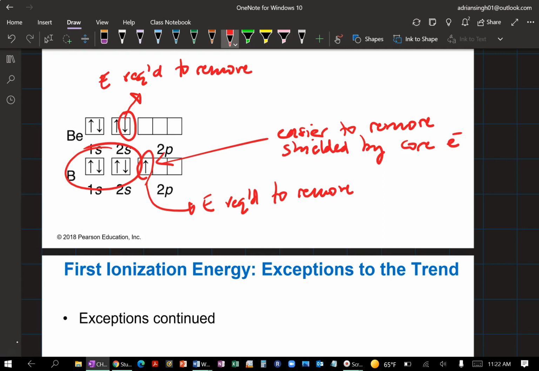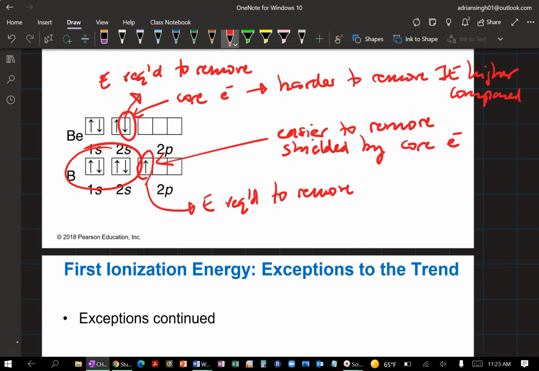So it's not experiencing the full nuclear charge pull towards the nucleus. Whereas in beryllium, that electron is actually part of the core electrons, and because of that, it's harder to remove. So the ionization energy is higher compared to boron, where you have that one electron in the p that's being shielded.